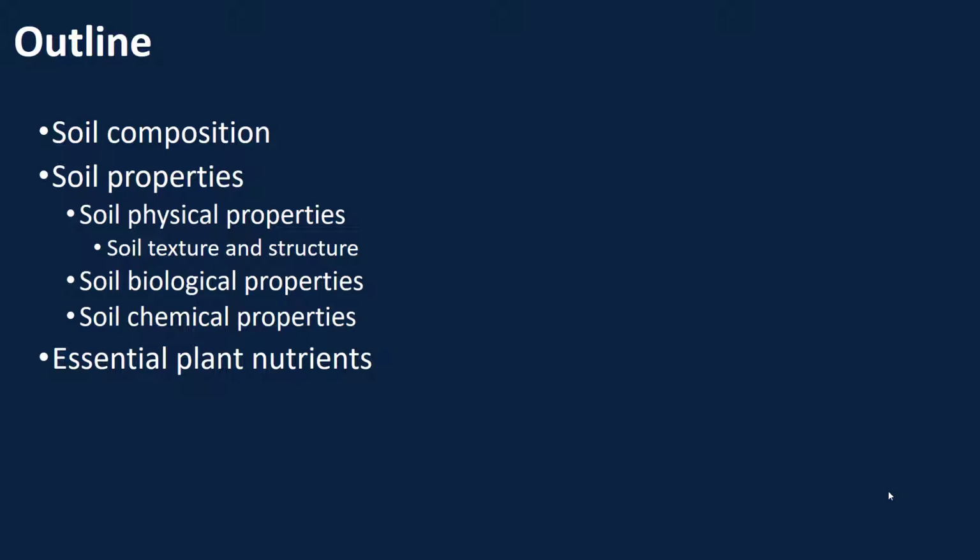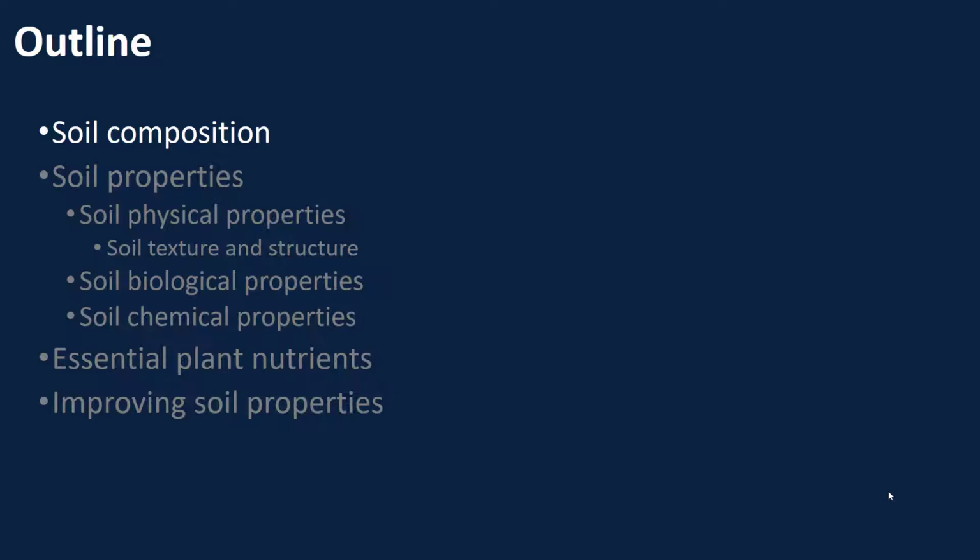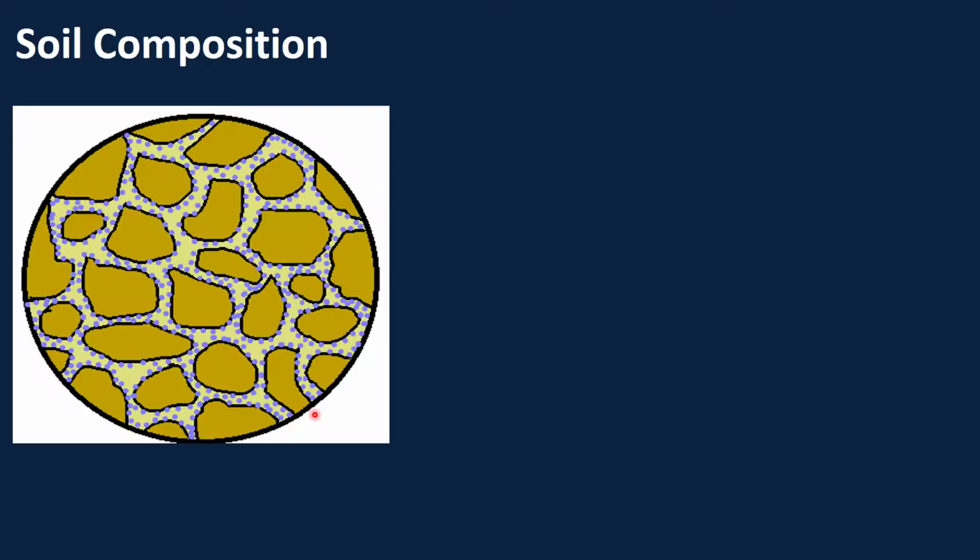The next topic we'll be looking at is essential plant nutrients. What nutrients are essential for plants and where do we get them from? And the last area, which will have several subsections, is how do we improve our soil properties so we can grow the fruits, vegetables, flowers and trees better. This is our outline for the class that we'll follow through several successive videos in smaller parts. But first of all, we're going to talk about the soil composition, what it is that makes up a soil.